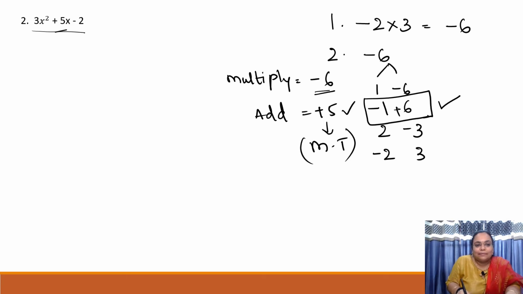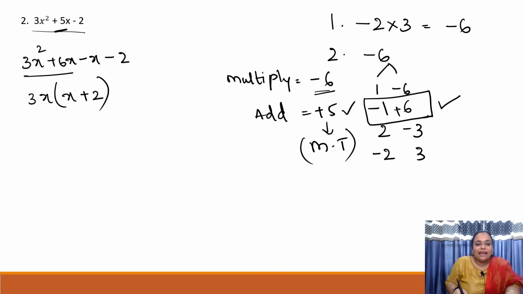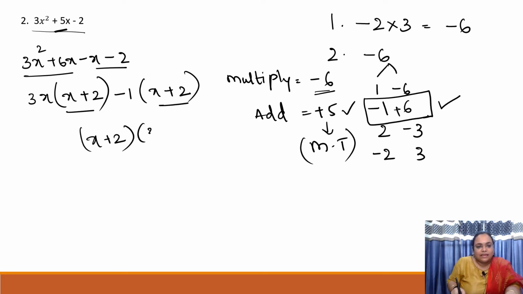Now let us split the middle term: 3x² + 6x − x − 2. From the first two terms, if you take 3x common, we get x + 2. And from the next two terms, if you take −1 common, that will be x + 2. So x + 2 and x + 2 are common. The remaining is 3x − 1. Okay, so this is how you factorize it.